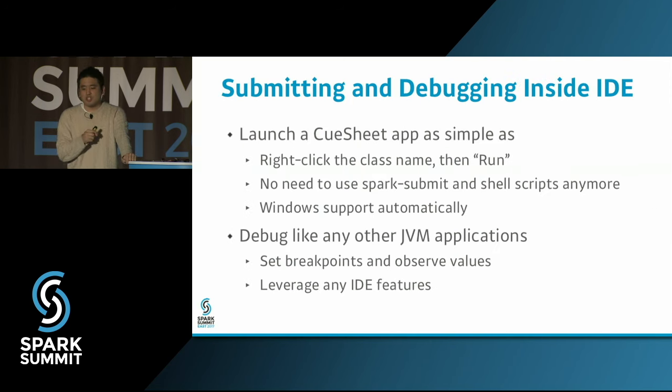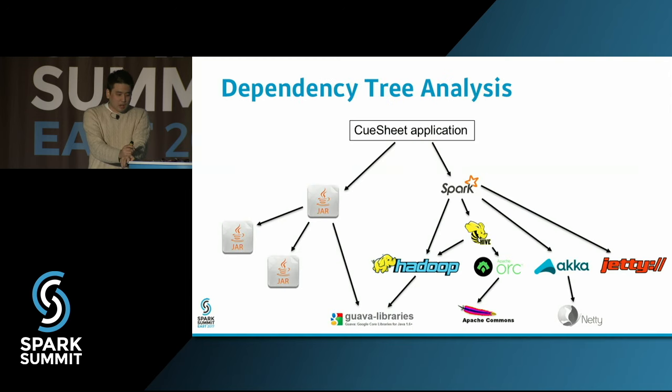And as I said, you can launch the app directly from the IDE and don't need to call Spark Submit or shell scripts anymore. And because we don't need the shell script, it supports Windows automatically without worrying about batch files or even PowerShell. I don't want to talk about that. Anyway, you can also debug like any other JVM application, setting breakpoints or using any other features from the IDE.